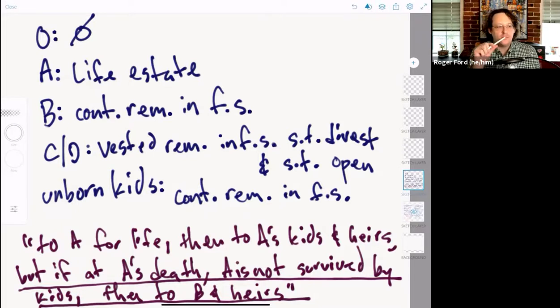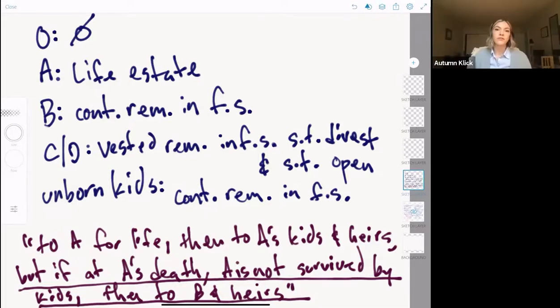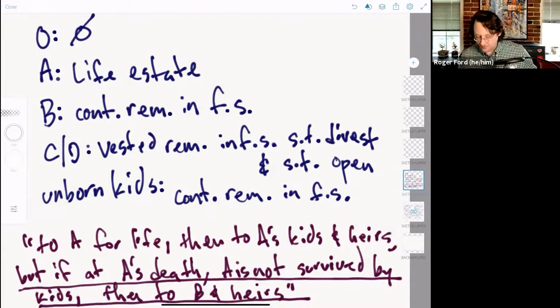Ms. Click. If C and D died and then A forfeited their life estate, would it go to C and D's heirs or would it go to B? Good question.